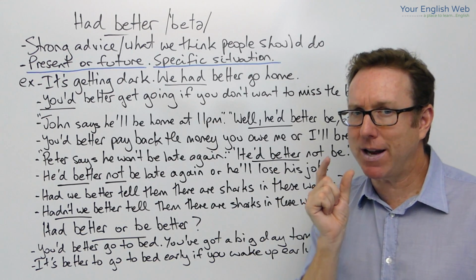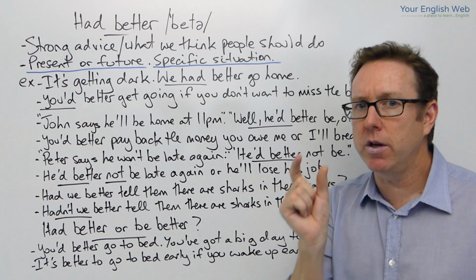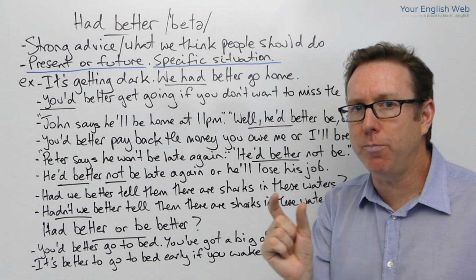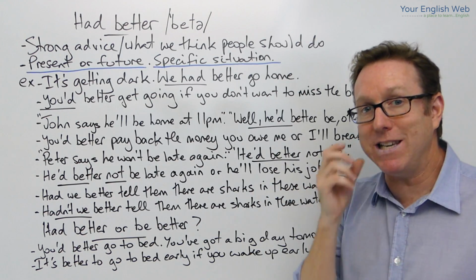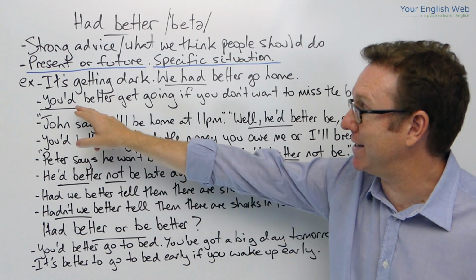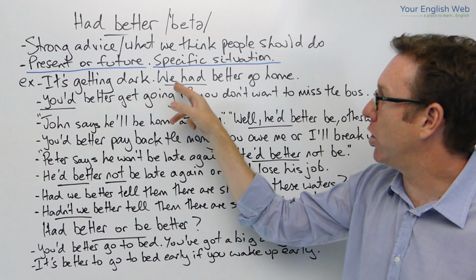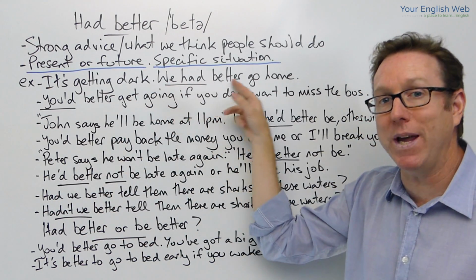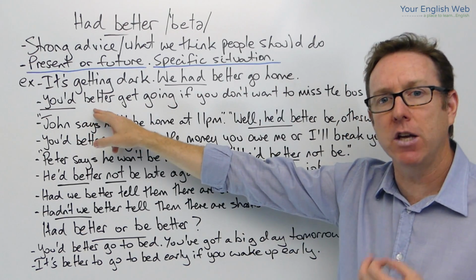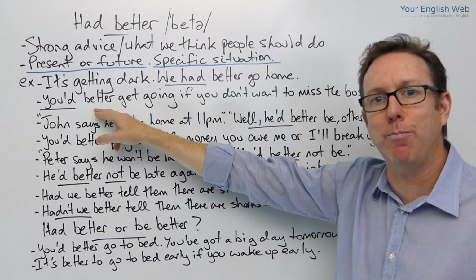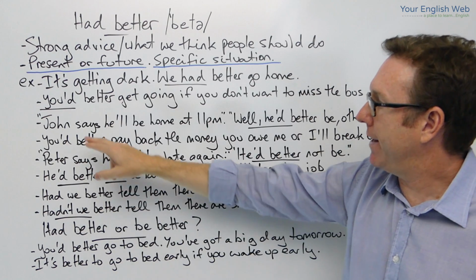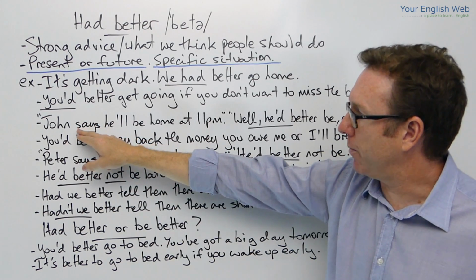Now listen to that pronunciation again there. You'd better, you'd better. Now it almost becomes inaudible sometimes that there is a D here. You'd better get going, you'd better get going. So we had better, we'd, you had better, you'd, okay? You'd better. Now the next example here, let's have a look.